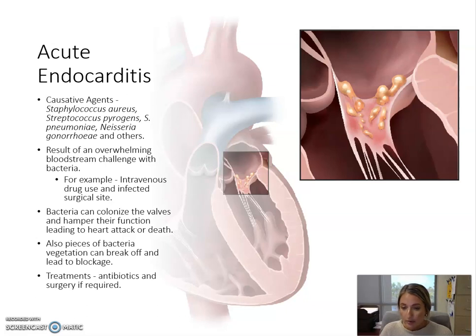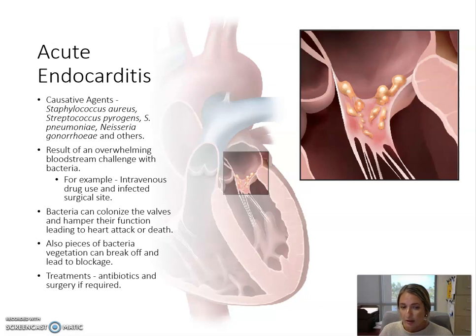There are quite a few different bacteria that can cause acute endocarditis, and they are quite dangerous bacteria. Some examples are Staphylococcus aureus, Streptococcus pyogenes, which also can cause strep throat, Streptococcus pneumoniae, which is the frequent causative agent of pneumonia, and then Neisseria gonorrhoeae, which does cause gonorrhea.